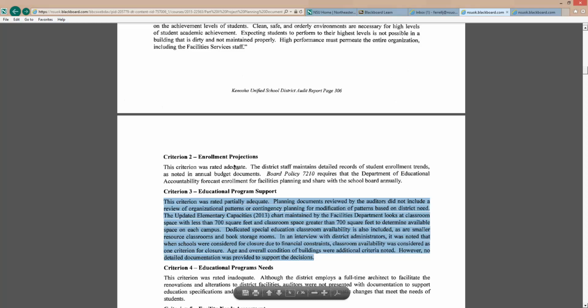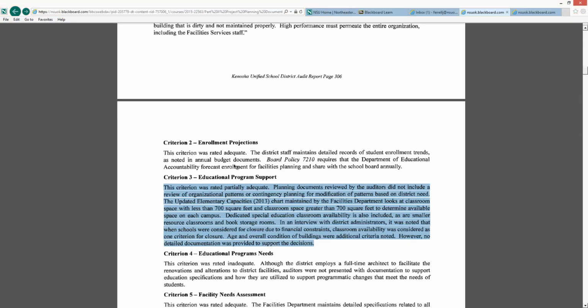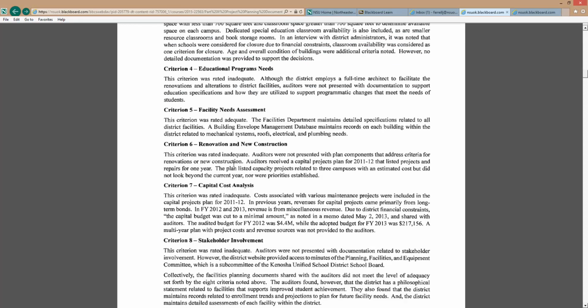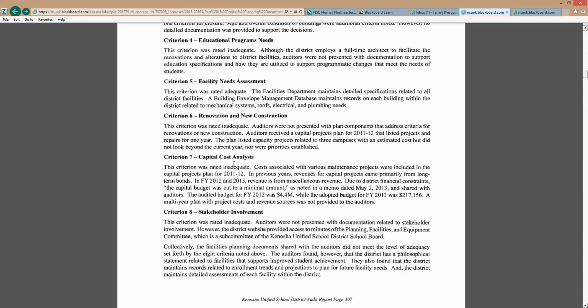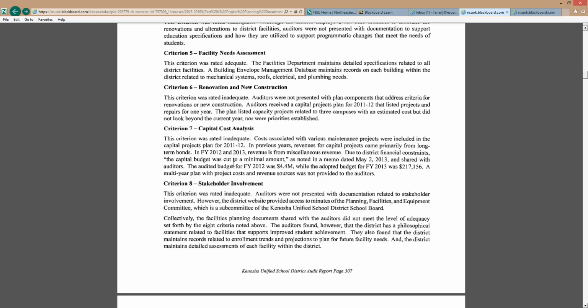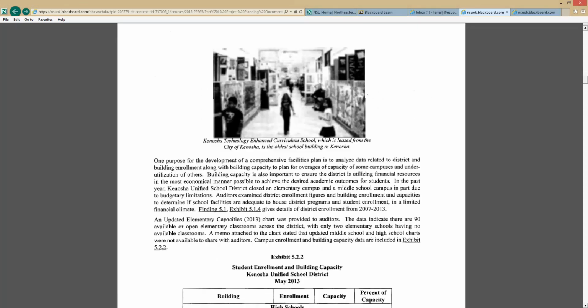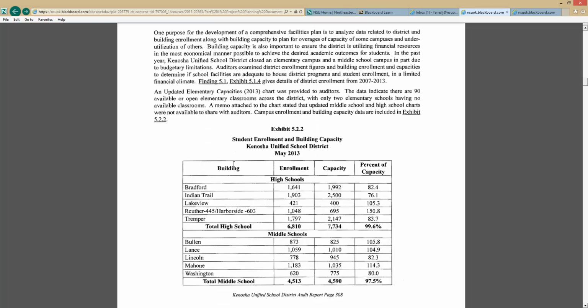This is the organizational change piece. Planning documents reviewed did not include a review of the organizational patterns or contingency planning. So they didn't have that organizational pattern there. But as you can go on and see, they did talk about changes, and that's why they gave it partial credit. You can see they did this for all 8 of the criteria. Okay, now I'm not going to go through all these, but I just wanted you to see this so that when you start working on this, you can look at some examples. So that was Kenosha.